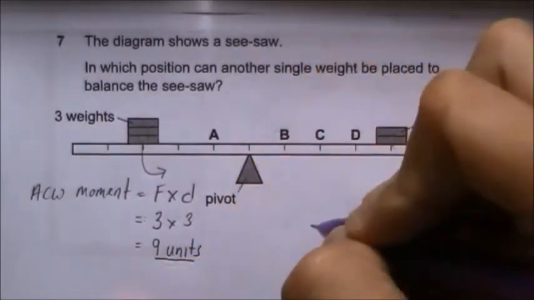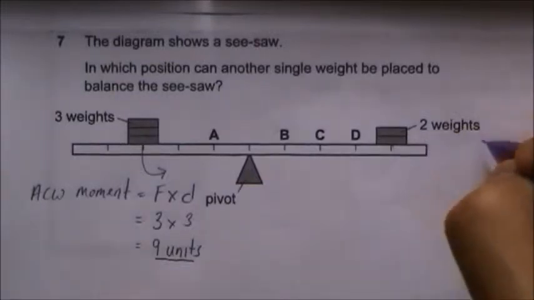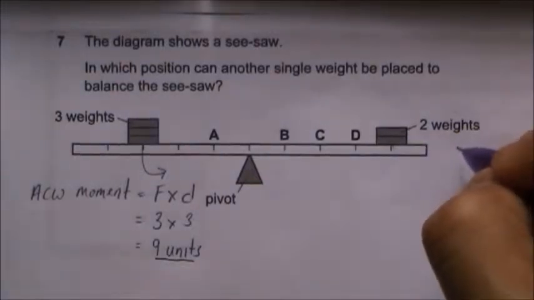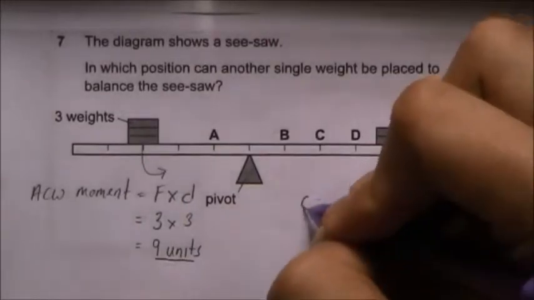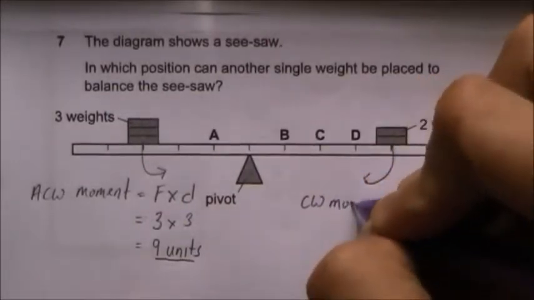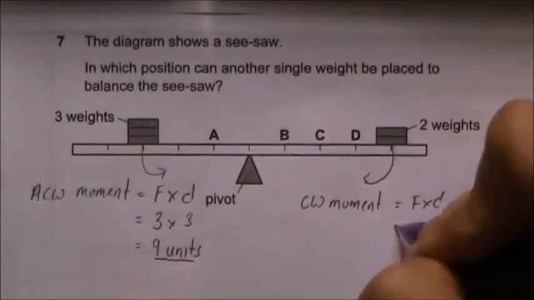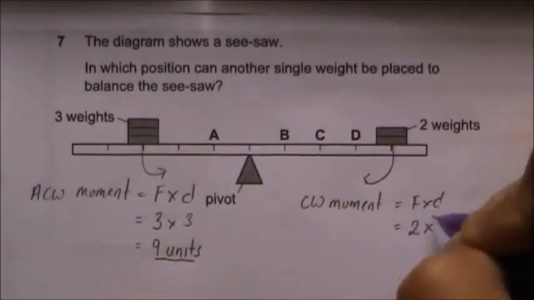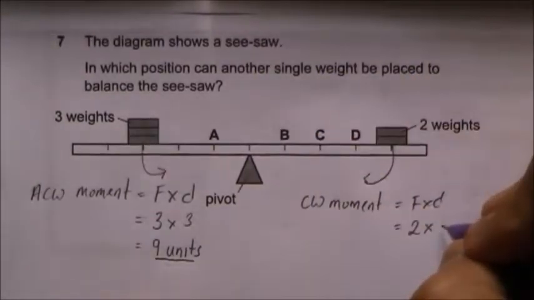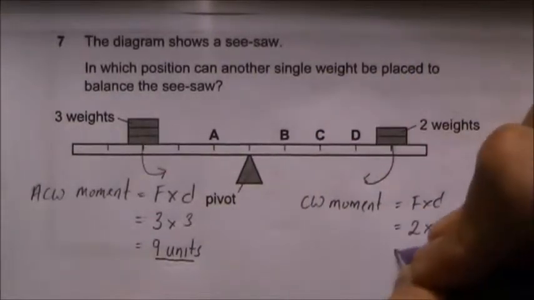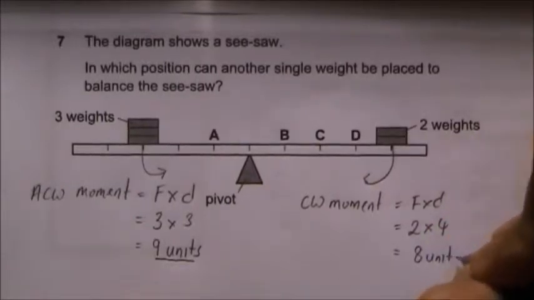of anti-clockwise moments. And on the right side, there's 2 units of weight, and this will contribute to a clockwise moment, which is equal to force times distance. Force is 2 units of weight multiplied by a distance, which is 1, 2, 3, 4, 4 units of distance to the pivot. So total clockwise moments will be 8 units.